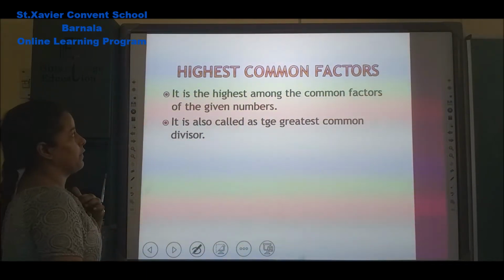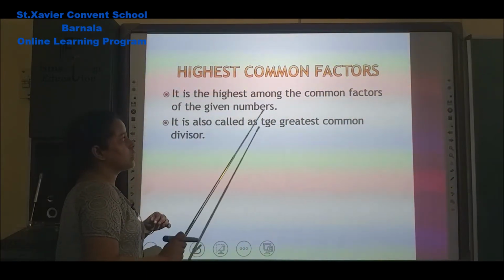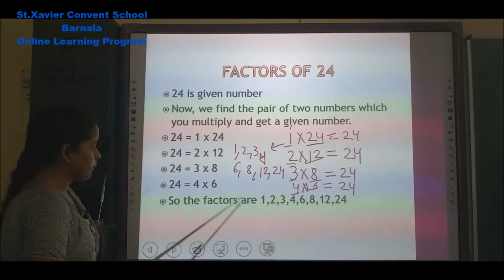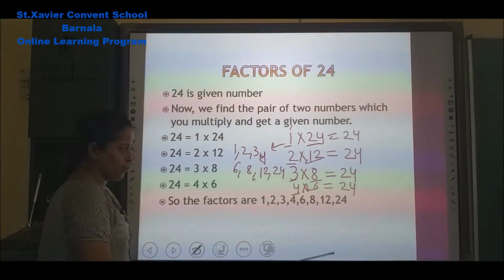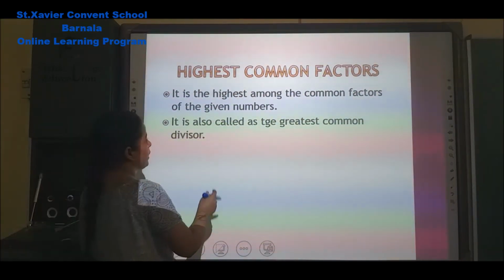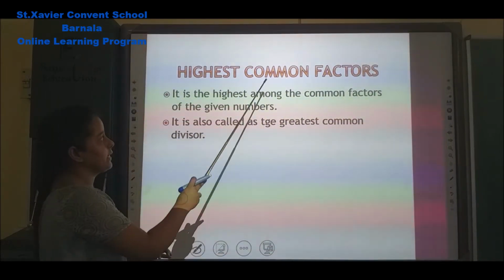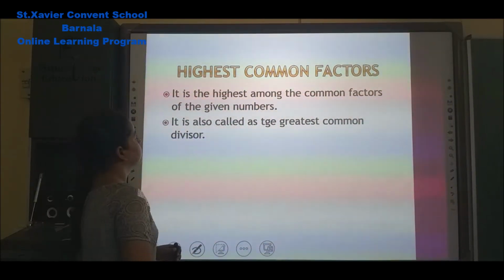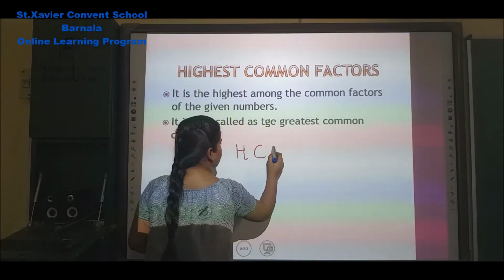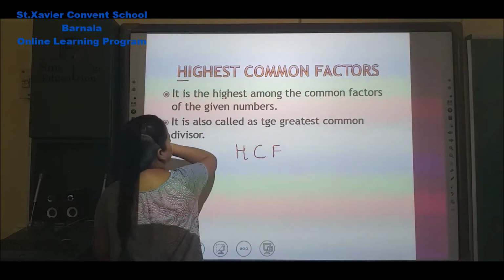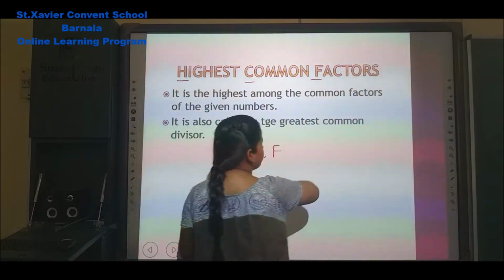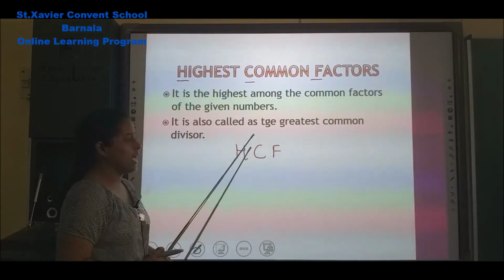Next is highest common factor. It is the highest among the common factors of the given numbers. Highest common factor is also called the greatest common factor or divisor. So the highest common factor is also known as HCF. H is the first letter of highest, C of common, F is the first letter of factor. So it is known as HCF.